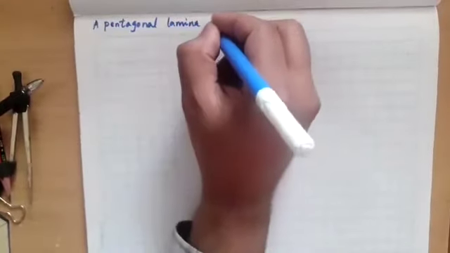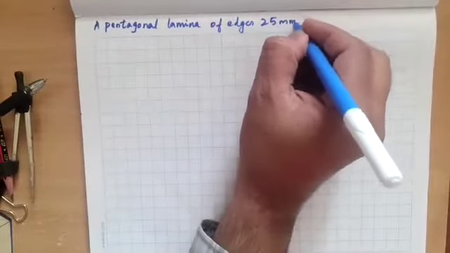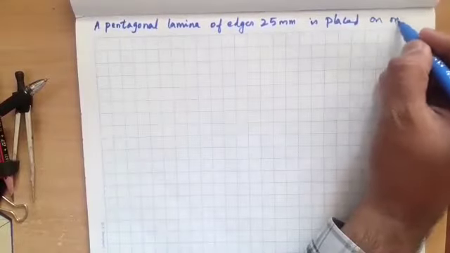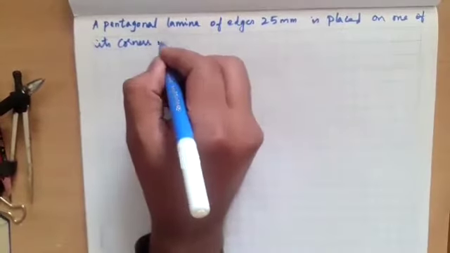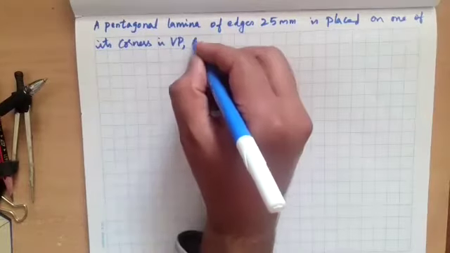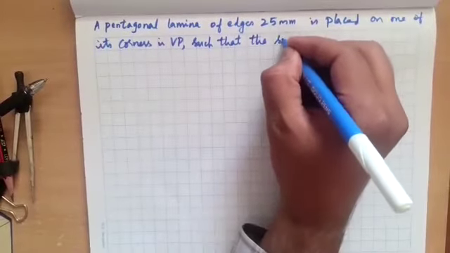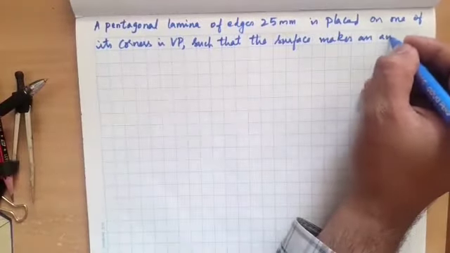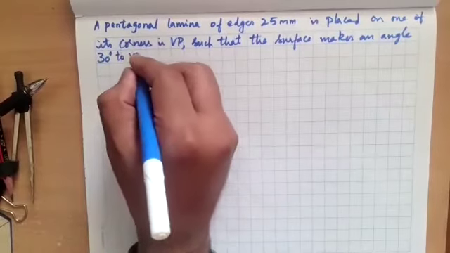A pentagonal lamina of edges 25 mm is placed on one of its corners in VP such that the surface makes an angle of 30 degree to VP.